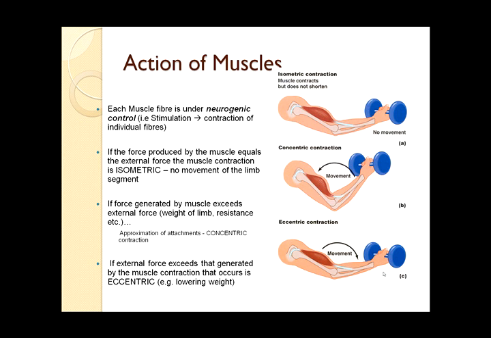However, sometimes we can have the external force being greater than the internal force generated by the muscle. In this case, the muscle is still contracting, it's still in a state of contraction. This time, the proximal attachment is remaining stable, but the distal attachment is moving away from the proximal attachment. For example, this individual here will be lowering the weight down towards gravity. That is known as an eccentric contraction. In all three cases, the muscle is being controlled by the central nervous system, and the amount of force generated is determined by the number of muscle fibres being fired.